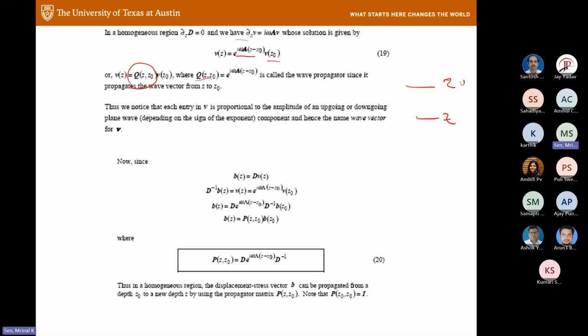And then we will define something called a propagator matrix. And this propagator matrix, you will see, is this. This propagator matrix from z naught to z has this eigenvector matrix, the inverse of that, and this eigenvector matrix, and this is your e to the power i omega lambda. The reason this is quite interesting is that when z equals z naught, this is D times D inverse. So then P becomes the identity matrix. Okay, so this one checks out.